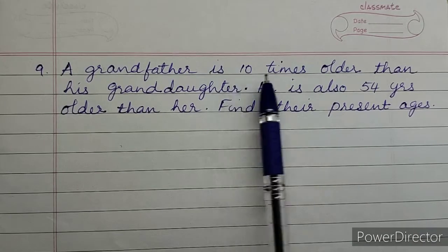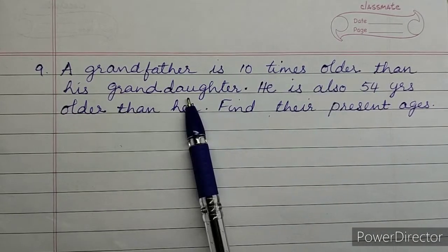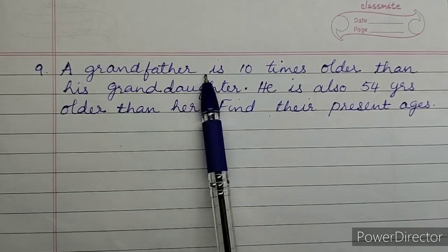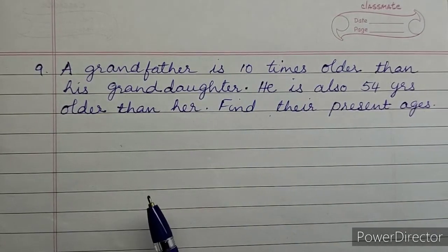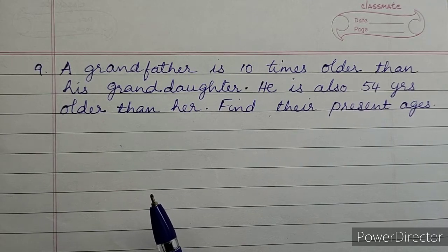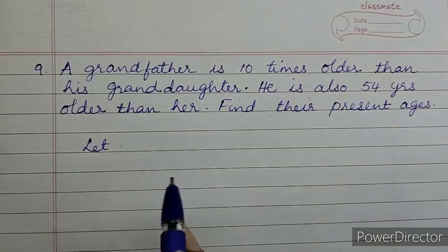A grandfather is 10 times older than his granddaughter. He is also 54 years older than her. So two conditions they have given. Find their present ages. So the unknown is present age only. So what you have to do? Take the unknown as a variable. And which one is unknown here?